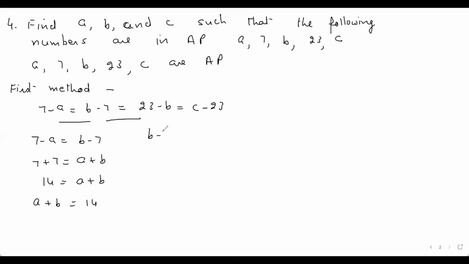Now let me take this. B minus 7 is equal to 23 minus B. So B plus B is equal to 7 plus 23. It means 2B is equal to 30. B is equal to 30 by 2, that is 15.